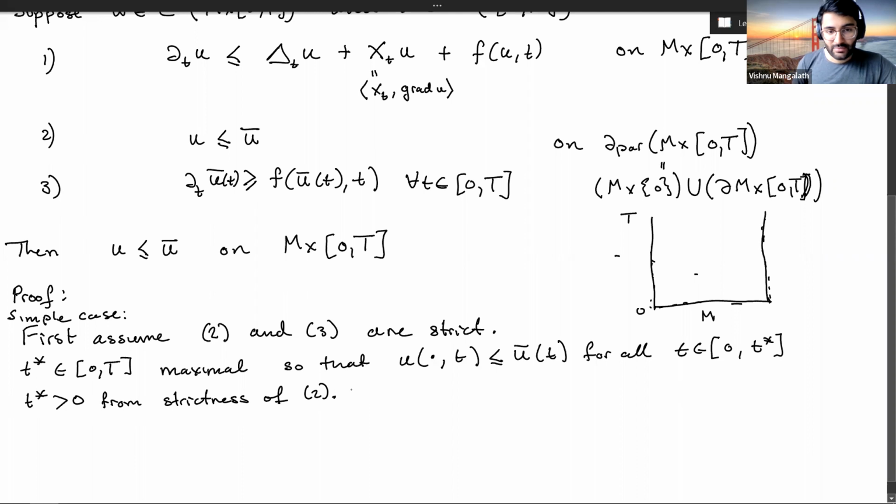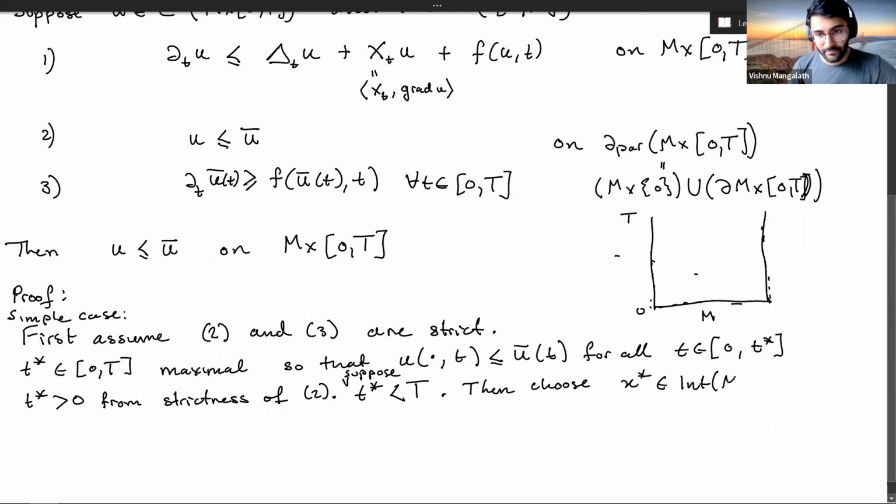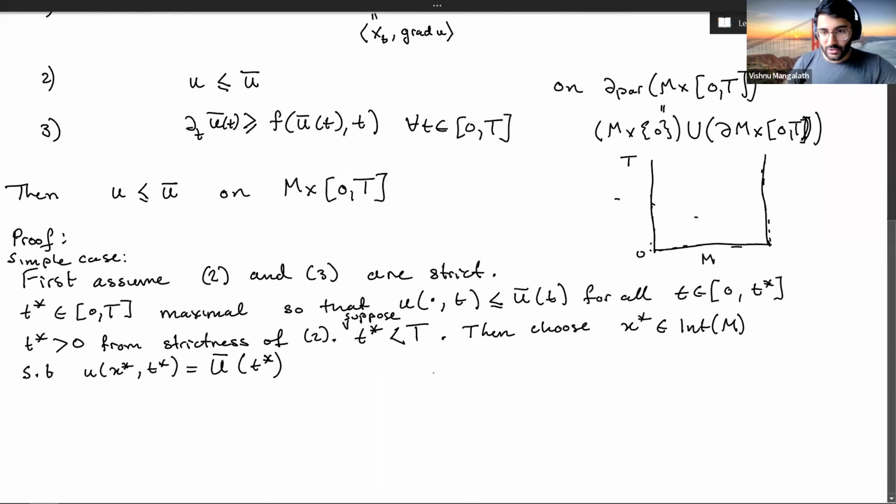Okay, so now first suppose that t star is less than T. Then you can choose an x star in the interior of M such that u of x star, t star is equal to capital U bar of t star, right? And so let me just draw a diagram.